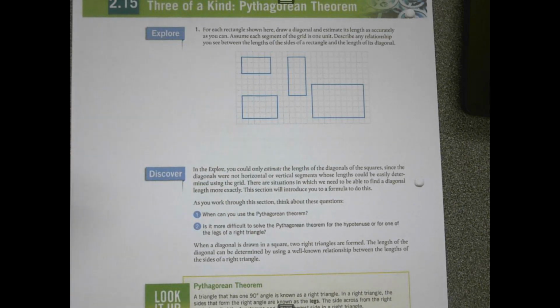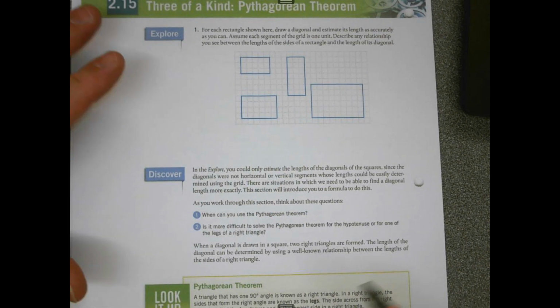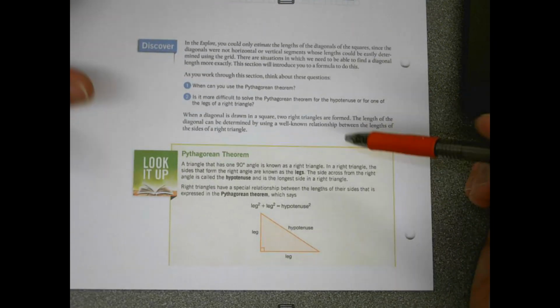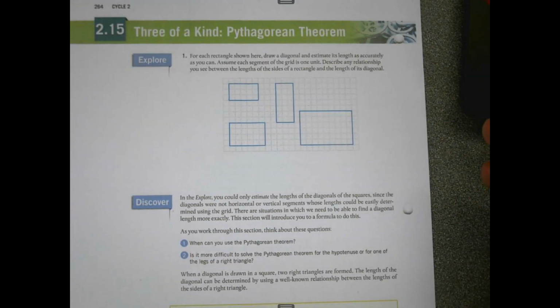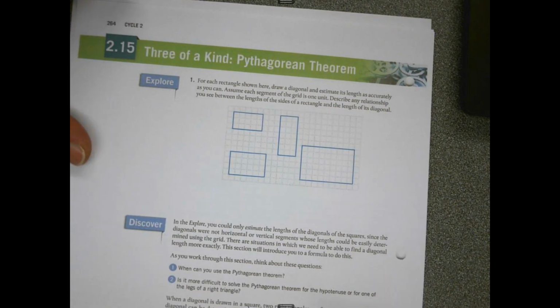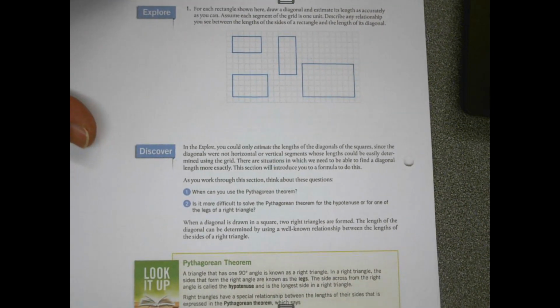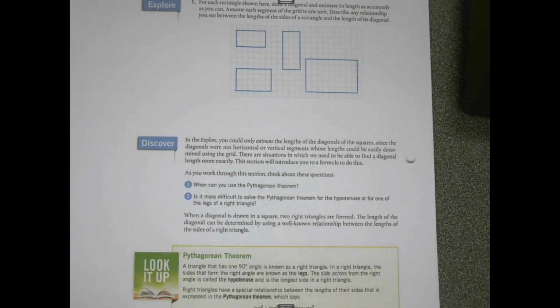Okay, 2.15, the Pythagorean theorem. We all know what the Pythagorean theorem is. It actually started out as, and was founded by, finding the areas of the sides of triangles, or in this case, rectangles. Then you put in the diagonal, and of course you get the right triangle.